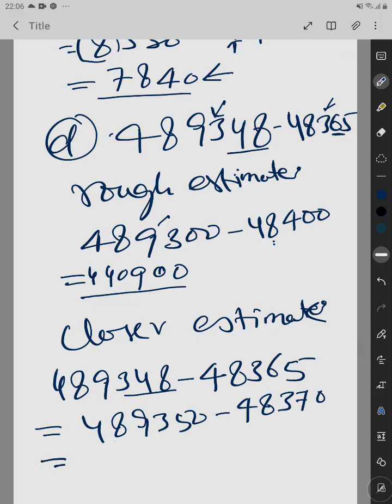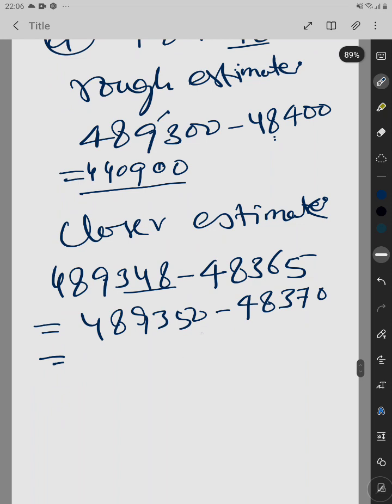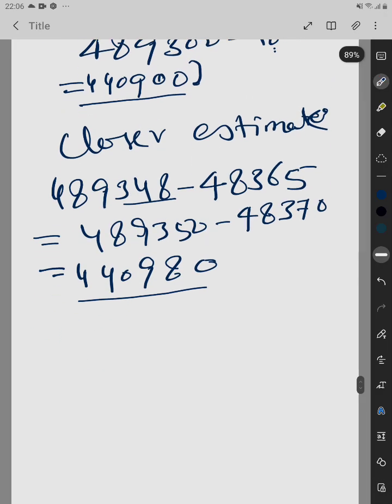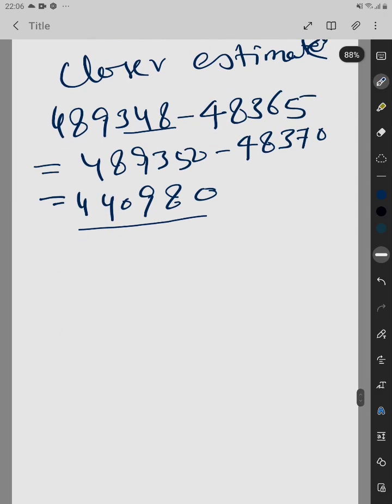Okay, now subtract it, so we'll get 0 here, then we'll get 8 here, and we'll get 9 here, and then 0 here. Okay, and 0 here, then 4 and 4. Okay, so we have got 448980, and by rough estimate we have got 440900. Okay, so this is the complete solution of the A, B, C, D part.